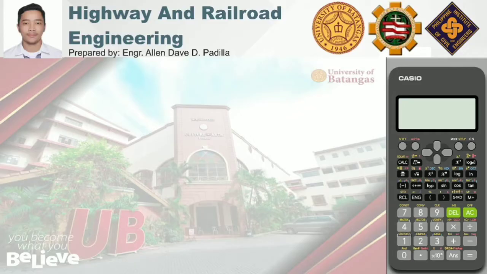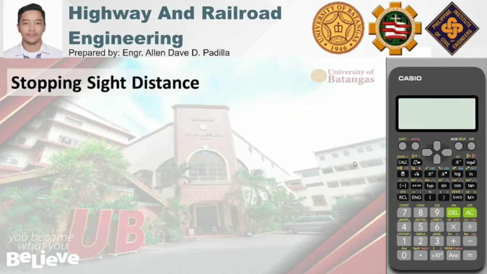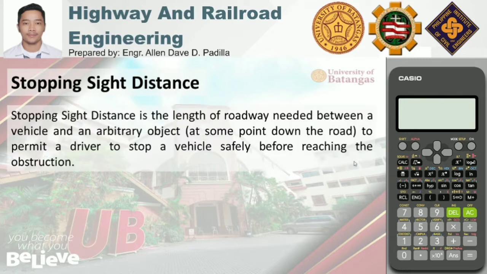Okay, so for this video, we will talk about the stopping sight distance. So, ano ba yung stopping sight distance? It is the length of roadway needed between a vehicle and an arbitrary object, which is at some point down the road, to permit a driver to stop a vehicle safely before reaching the obstruction.